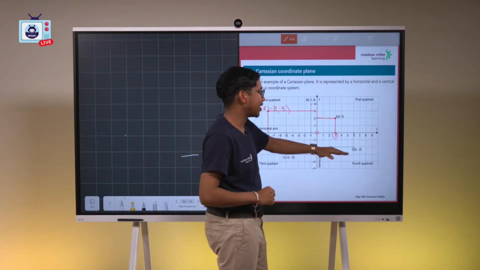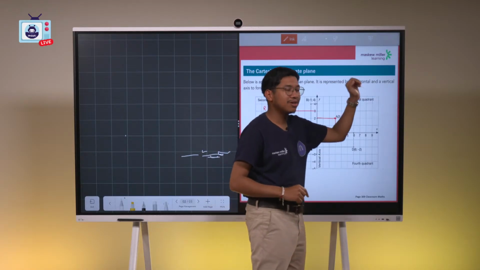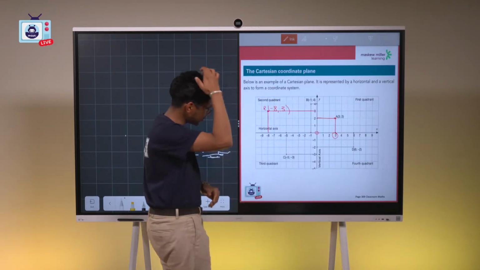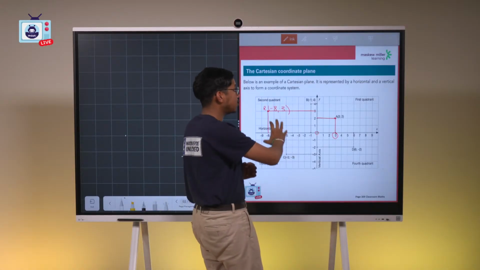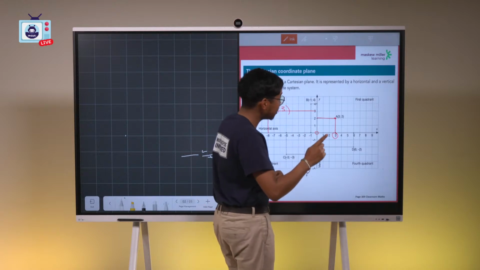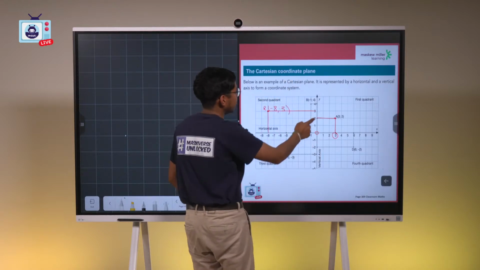It doesn't stop at 9. This axis actually continues forever. It continues to infinity. Okay? That was just a brief explanation of what the coordinate plane is all about. Very important to understand before we can actually sketch graphs.